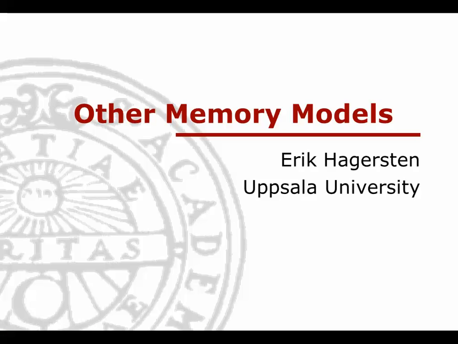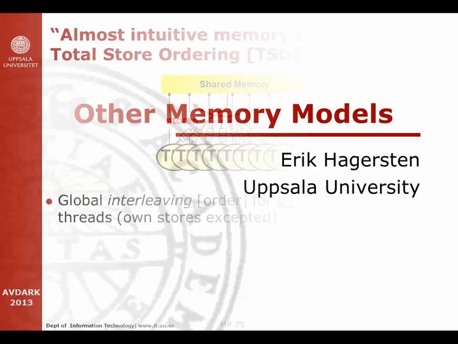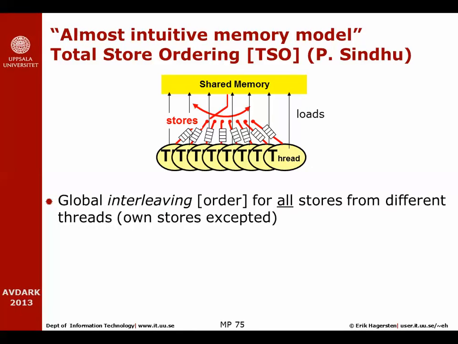So I already mentioned that sequential consistency can be viewed as overly restrictive for some situations. So what other options are there? Right now we're going to look at a few other memory models that are what's called weaker memory models than sequential consistency. The first one we're going to look at is called total store ordering, which was introduced by Sindhu.